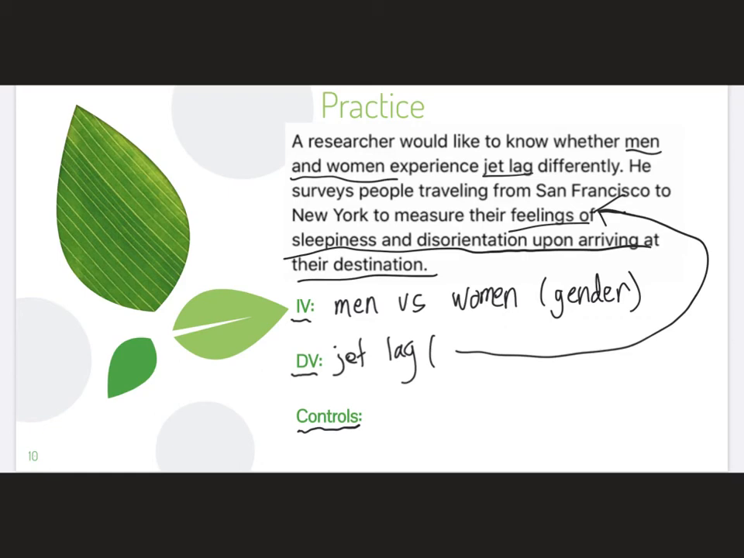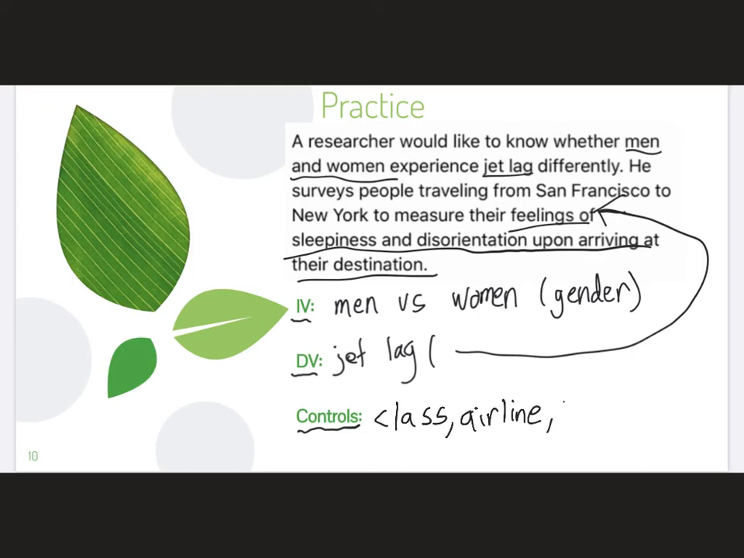Some controls that we would want to put in there. So for our groups of men and women, I would say we want to make sure that they're flying in the same class, right? We wouldn't want to be comparing first class passengers to coach passengers because that might make a difference. We might want to control for what airline they flew on. If one group was flying all on one airline and another group was flying all on a different airline, maybe that might make a difference.